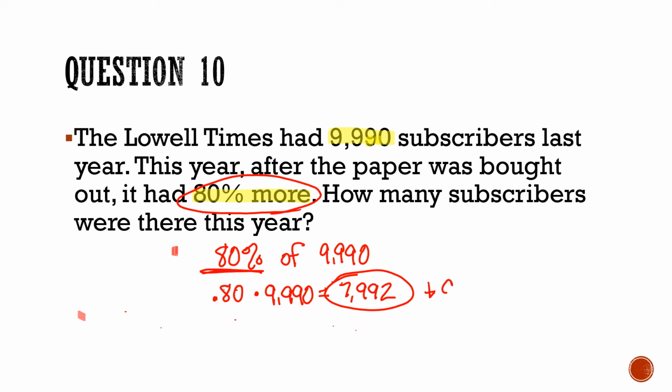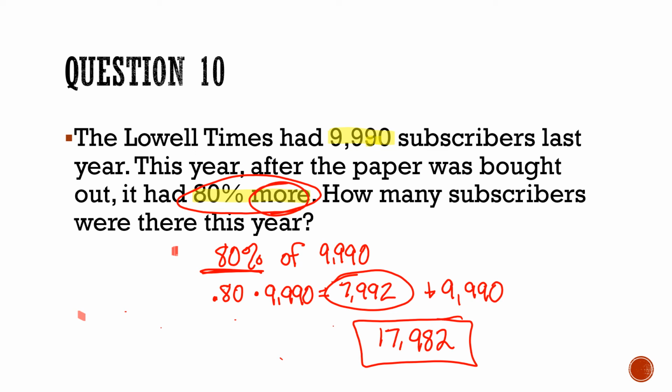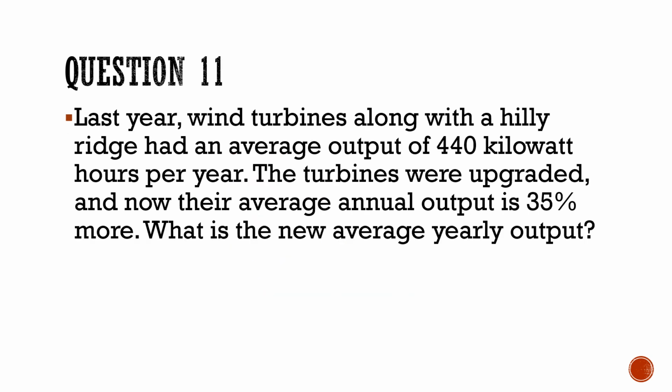Let me write that down. So plus 9,990, you get 17,982. So 17,982 are the number of subscribers this year. So again, since it said more, we added it to it. If you see a question that says less, then you would subtract that number from your original amount. Pause your video and try question 11.